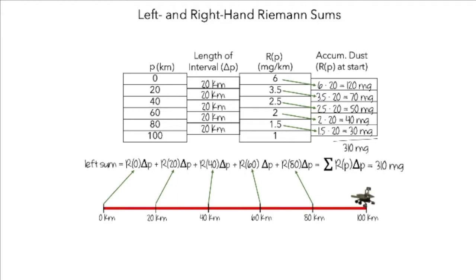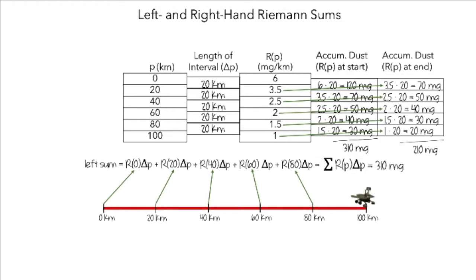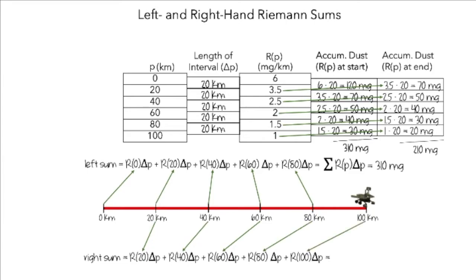It's important to note that here we did not use the rate at the 100-kilometer mark. We only took the rates at the beginning of each of the 5 intervals. We could also use the rate at the end of each interval to do our calculation. For example, for the first interval, we multiply 20 kilometers by 3.5 milligrams per kilometer to get a total of 70 milligrams of dust. We could do this calculation for each interval, then add this up to get 210 milligrams. This would give us a right-hand Riemann sum, which we would write using similar notation as our left-hand sum, except the rates would come from the end of each interval.